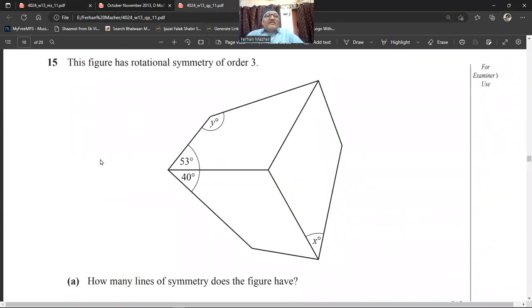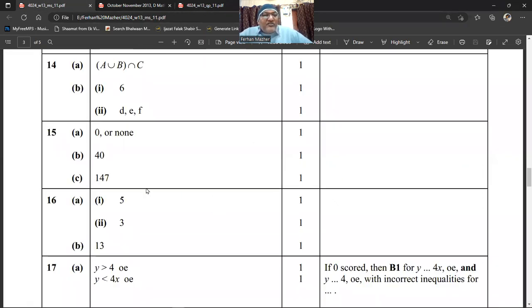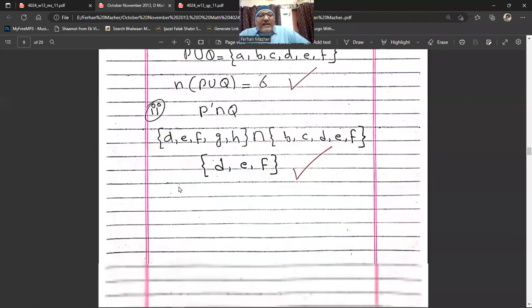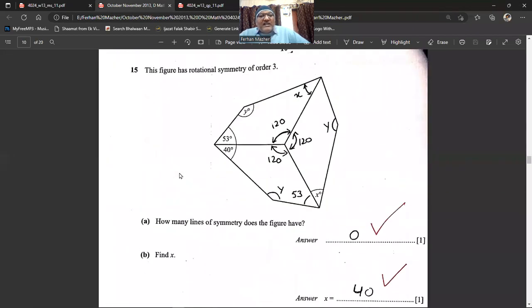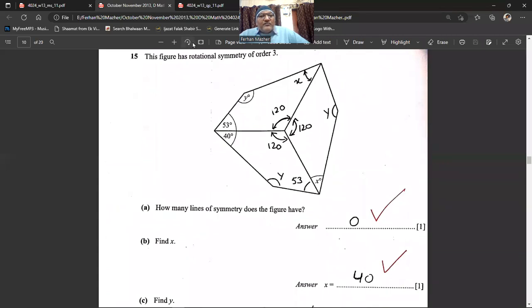And he says this figure has rotational symmetry of order 3. And how many lines of symmetry does this have? I don't think there is any line of symmetry. The line symmetry is 0. There is no line of symmetry. Okay, the line of symmetry is 0.